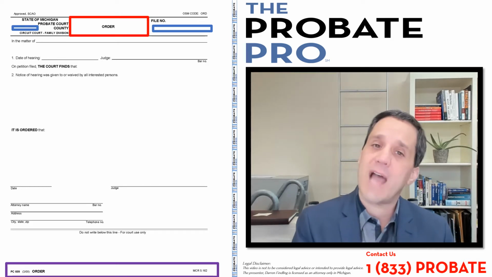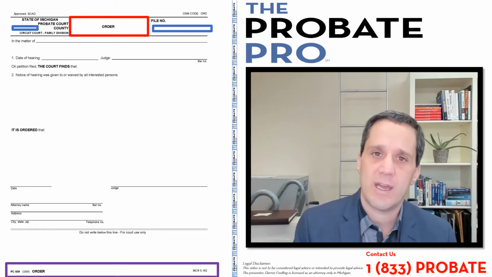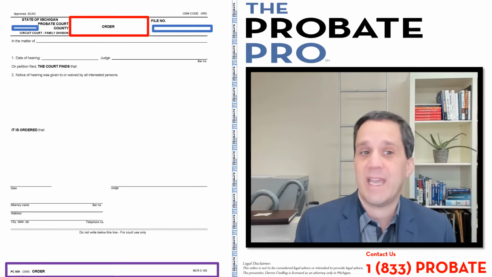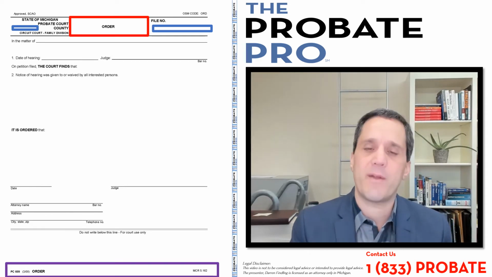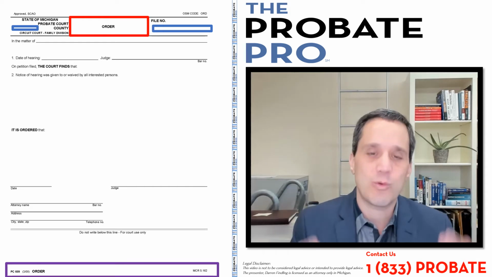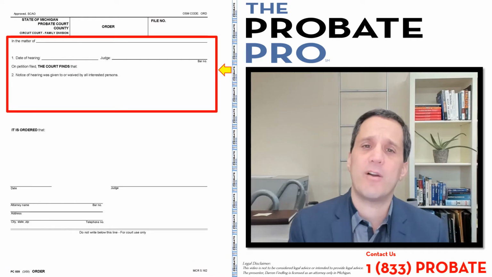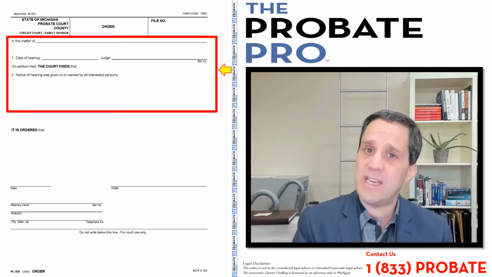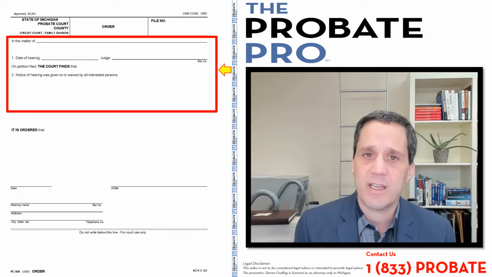The top left corner is the county in which the probate matter is in. Top right corner is the case number, and then as identified by the red rectangle, it's an order. So there's something here that the court is directing and ordering something to occur. The top part, in the matter of, it could be a deceased estate, guardianship, conservatorship, trust proceeding, the date of the hearing, and the judge.